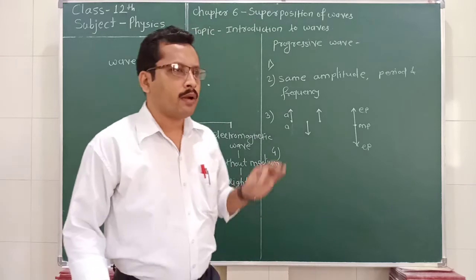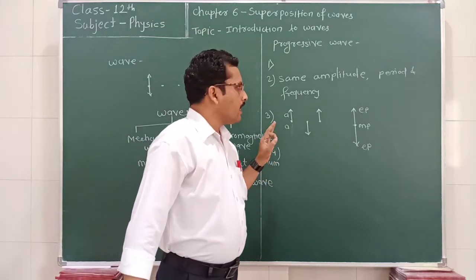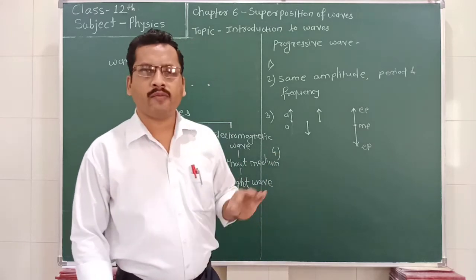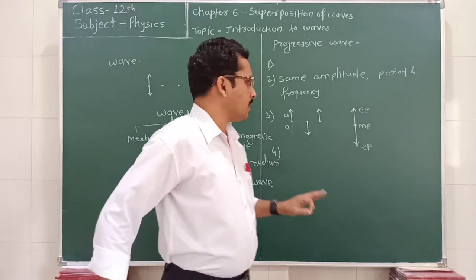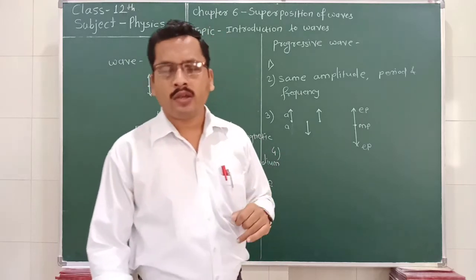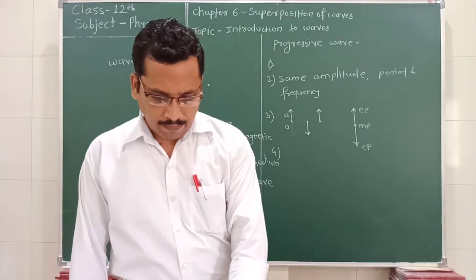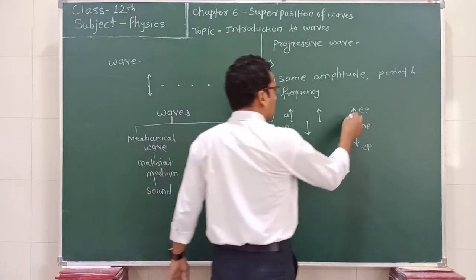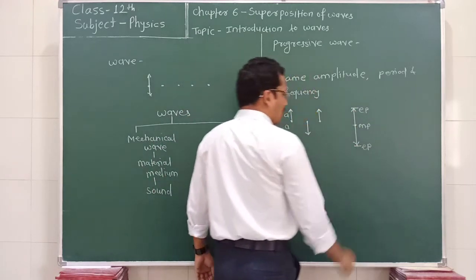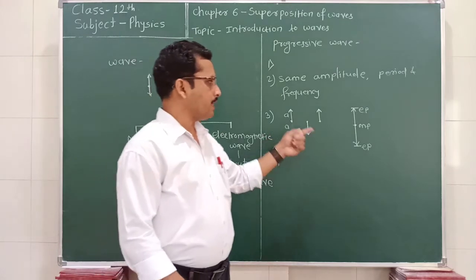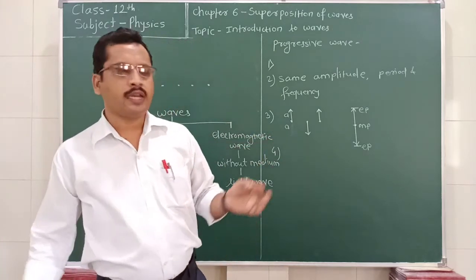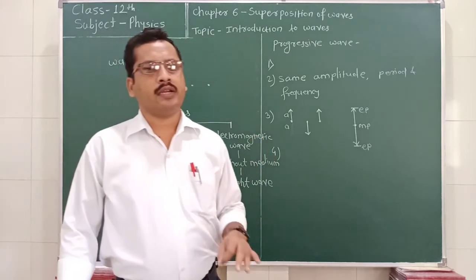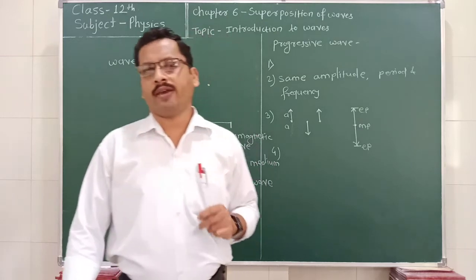So they are not permanently at rest, but they are stationary for a very small interval of time when they are at the extreme position. This is the fourth property of the progressive wave. The particles attain maximum velocity when they cross the mean position. Now, if these particles have zero velocity at the extreme positions, it means the velocity of the particles at the mean position is maximum.